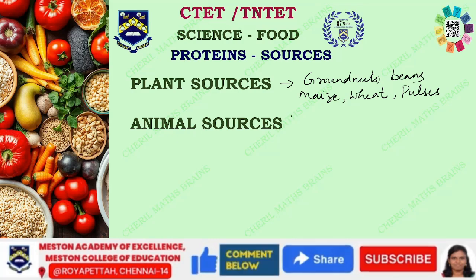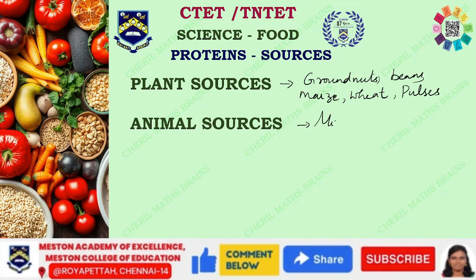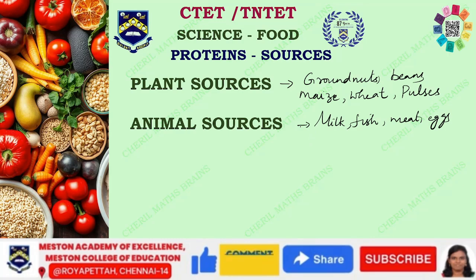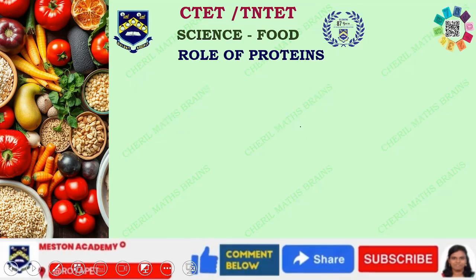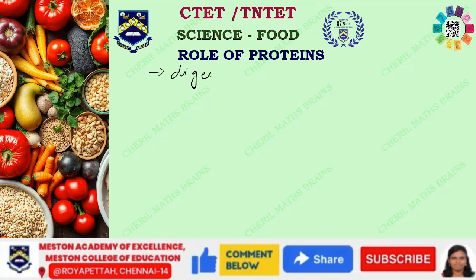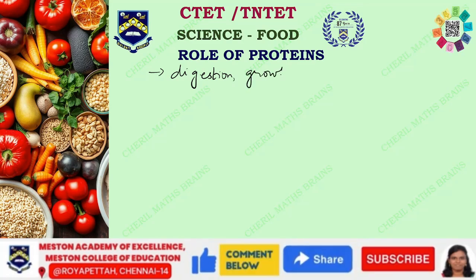Then what about your animal sources? Animal sources are found in milk, fish, meat, eggs, etc. All these are primary sources of animal proteins. So what is their role? Proteins play a major role in digestion, in growth and repair.